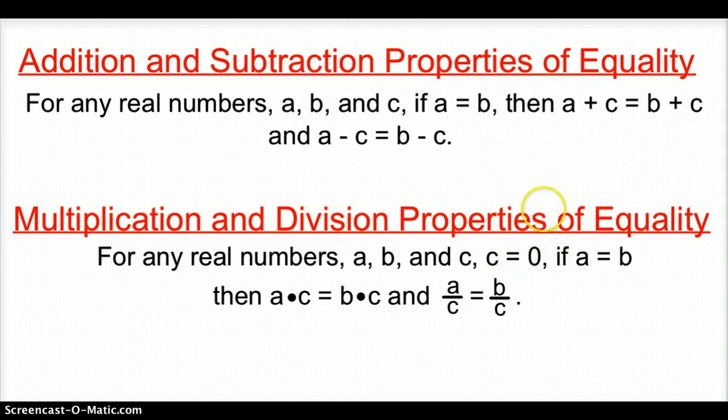Here now, if A and B equal the same thing, and this is C, C better not be 0, because if C is 0, then we have undefined solutions. But if we take C times A and C times B, they better be the same thing, because A and B were the same thing to start off with. Same thing over here, A and B are the same thing. You divide by the same number, they should be the same thing.